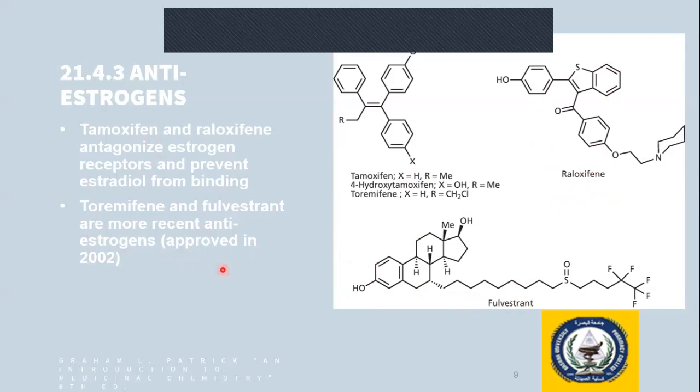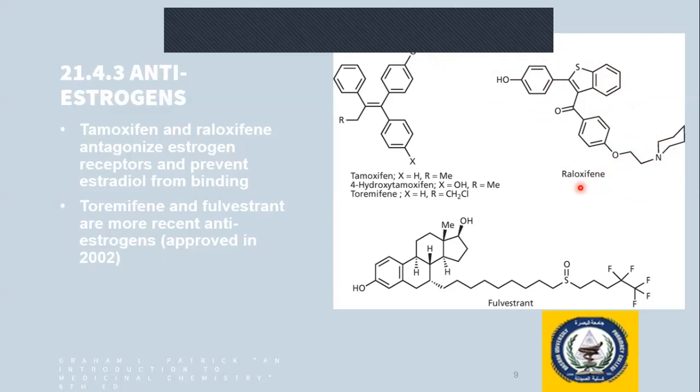compared to tamoxifen. If you have a look at the structure, you see that this is an analog of the steroid nucleus. Okay, and it has a branch here or a side arm. This side arm or branch is important for activity. This is the side arm for tamoxifen. This one is for raloxifene. So why is it important for activity?